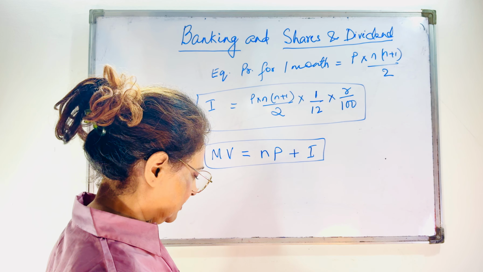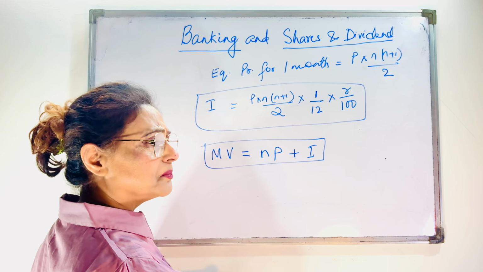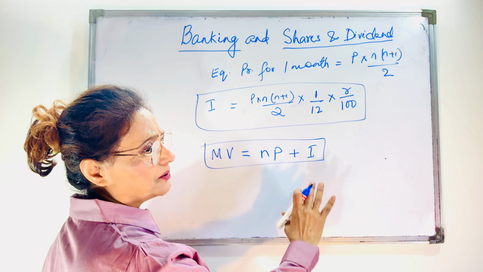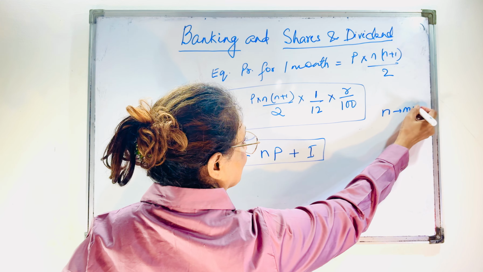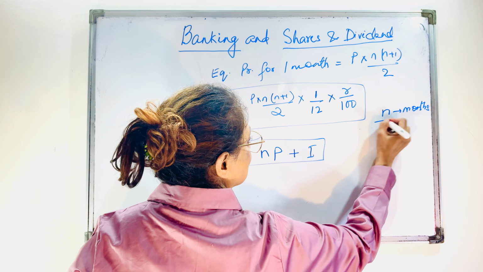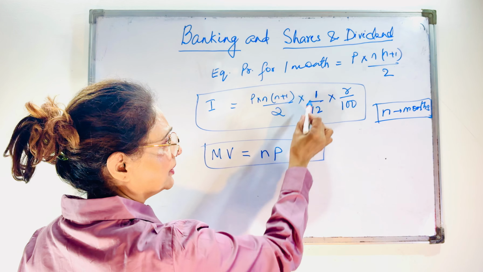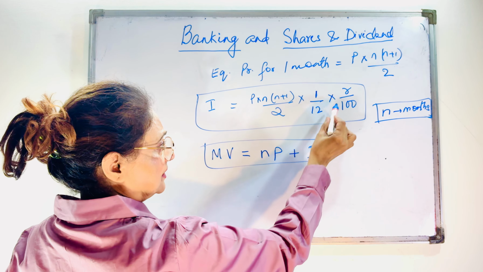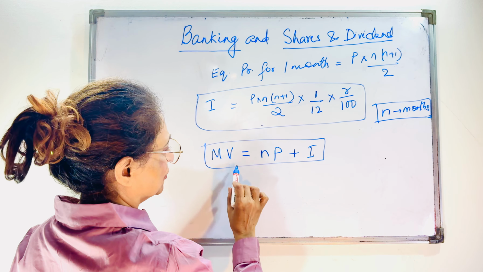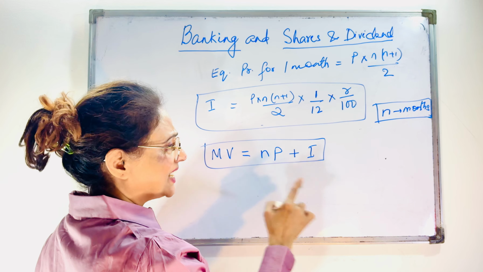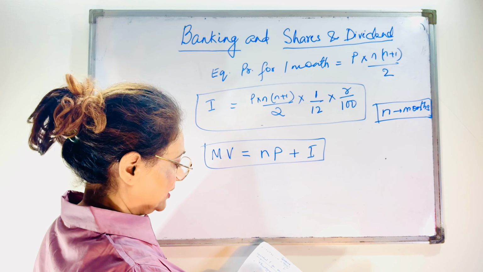Let's take up some questions. Understood? Just remember this. Equivalent principal is P into n into n plus 1 by 2. Now n is in months. Remember that, because here we are taking for 1 month. R by 100 is the interest, PTR by 100, and maturity value is n times P deposited, so nP plus interest. Let's take up a question.